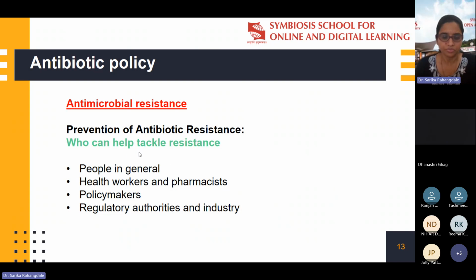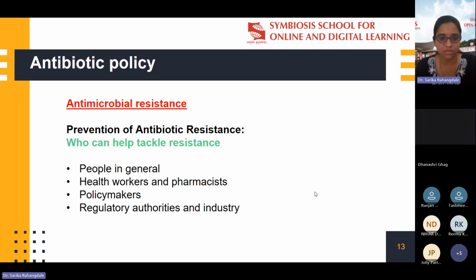For that reason, people in general, people like us, are not visiting a doctor and are taking over the counter drugs and not completing that particular dose, and they are taking antibiotics even for viral infections, right? So that way you have to see who can help us to minimize this. We can create awareness among the people, healthcare workers and the pharmacists, those who are dispensing medicine in the pharmacy, right? They should at least convey this message to the general population.